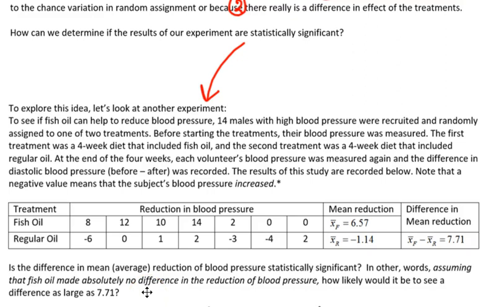Now, I'm going to repeat this because this is really important. If we were to assume that fish oil actually did not make any difference in blood pressure, and that all of these differences in blood pressure were merely random variations among individuals for other reasons, how likely would it be that the fish oil group had this much bigger of a reduction than the non-fish oil group? So how often would we see these results just by random chance? To explore that, we're going to do a simulation.